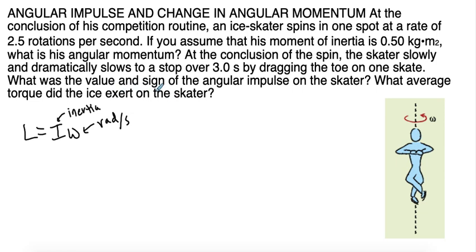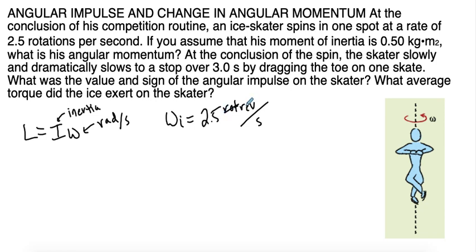So that ice, or the friction from the ice, is what's slowing the skater down. So we have a lot of things here that we're looking for. Let's see if we can find this first, and then we're going to write out our angular impulse and angular momentum theorem in a second. Originally the skater is going, so that's the initial angular velocity. That's 2.5 rotations, or revolutions, as I like to say, per second.